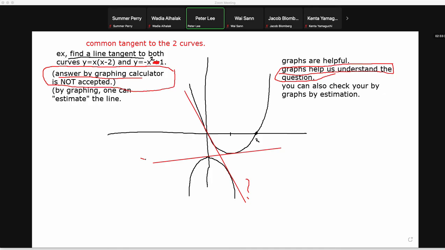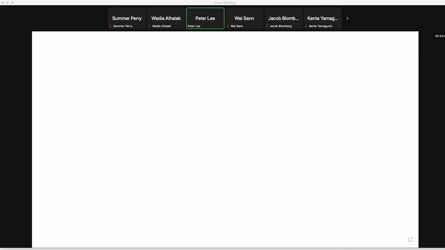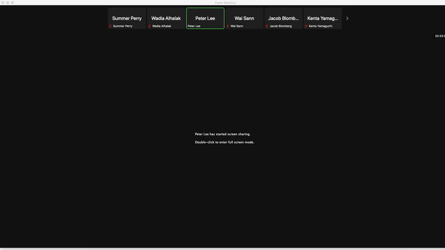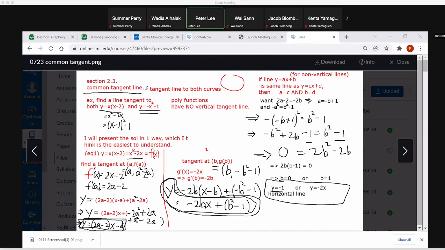So now let me erase this here. Let's save this, and now let me clear this. Now I'm going to go back and see what we have here. File, and am I sharing the file here? No, now I'm not sharing. Now let's look at this. Okay, so now we get to the problem here. Find the line tangent to both y equals x times x minus 2 and y equals minus x squared minus 1. Okay, so that is now the question.